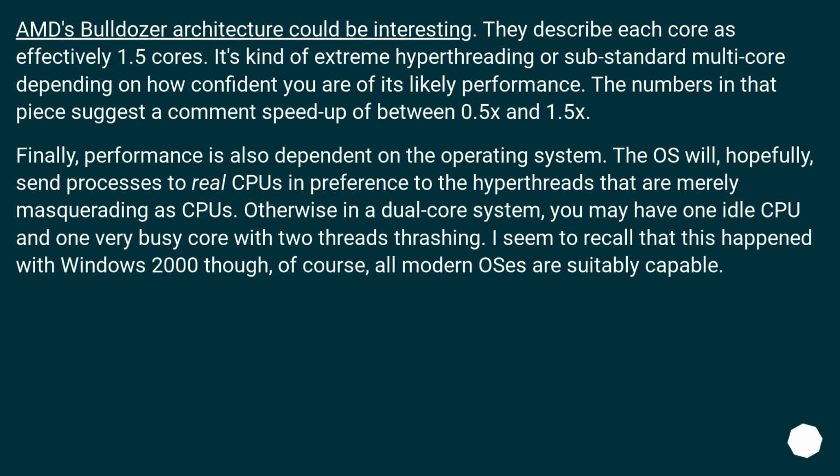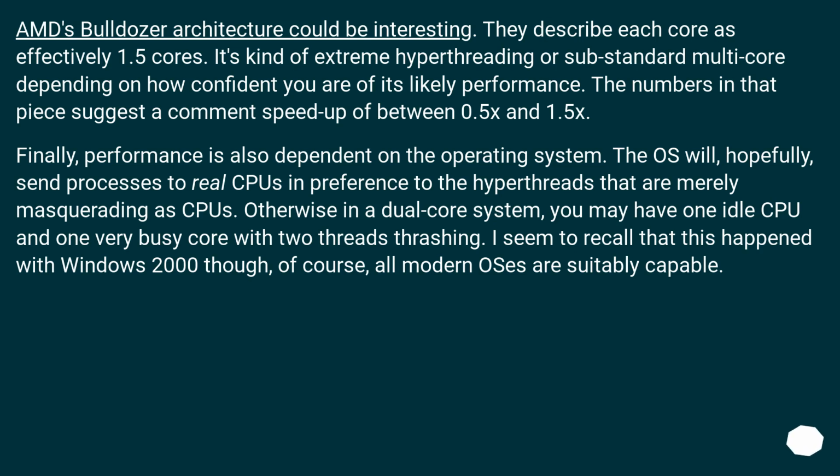AMD's Bulldozer architecture could be interesting. They describe each core as effectively 1.5 cores. It's kind of extreme hyperthreading or substandard multi-core, depending on how confident you are of its likely performance. The numbers in that piece suggest a speedup of between 0.5x and 1.5x.